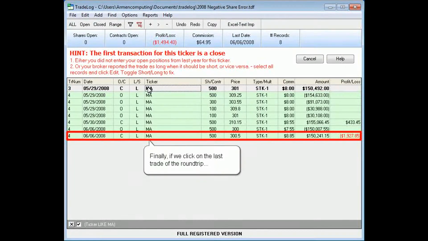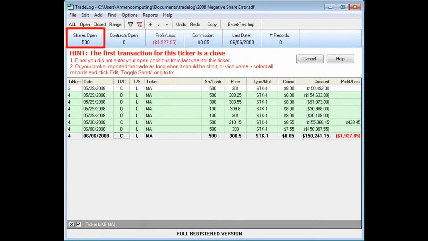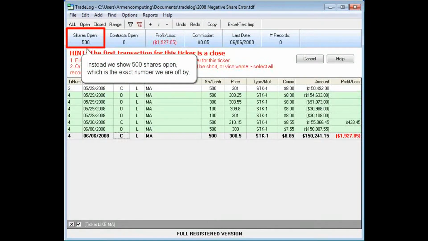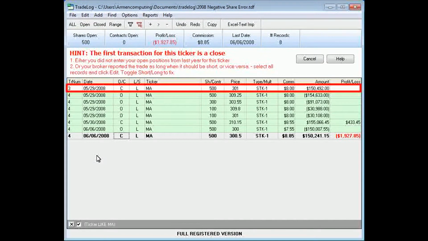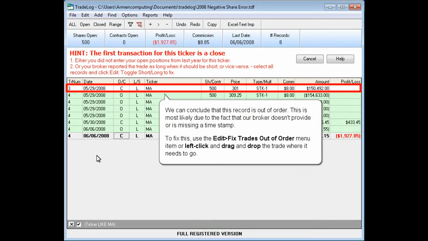Finally, if we click on the last trade of the round trip, we shouldn't see any shares open. Instead, we show 500 shares open, which is the exact number we are off by. We can conclude that this record is out of order. This is most likely due to the fact that our broker doesn't provide or is missing a timestamp.